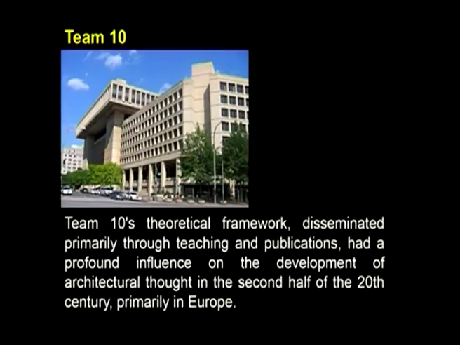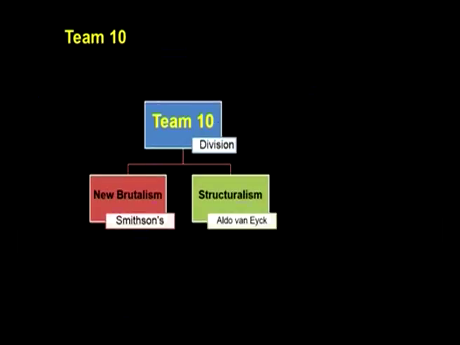So, it was a mutually agreed group, and everybody sought the help of each other for their own development and understanding of their personal individual work. The theoretical framework which Team 10 announced came primarily only through teachings and publications. It has good amount of influence on the development of architecture throughout the later half of the 20th century, mainly in Europe. Team 10 was itself formed as a result of a schism from CIAM.